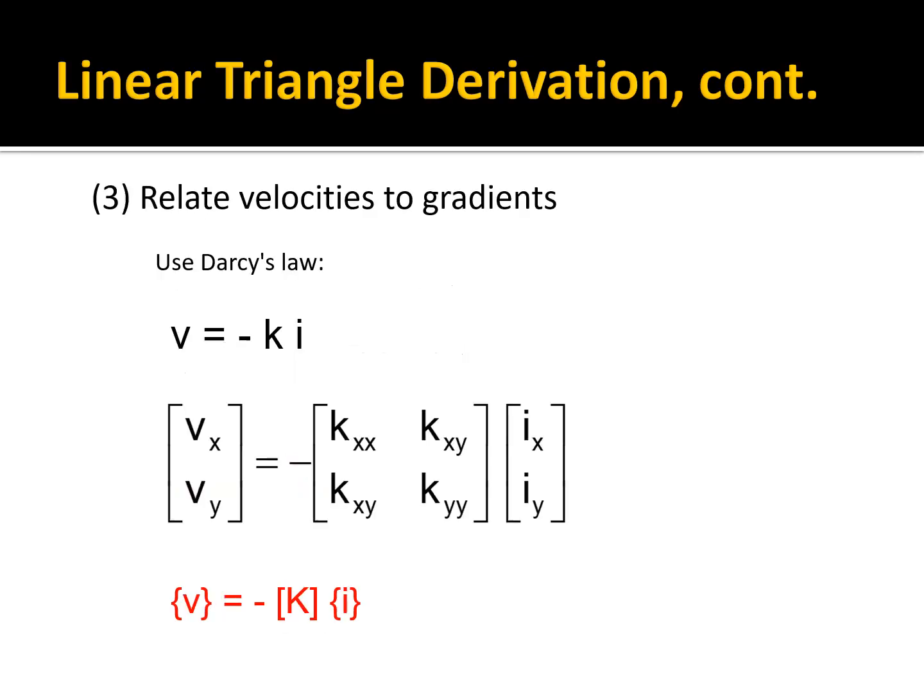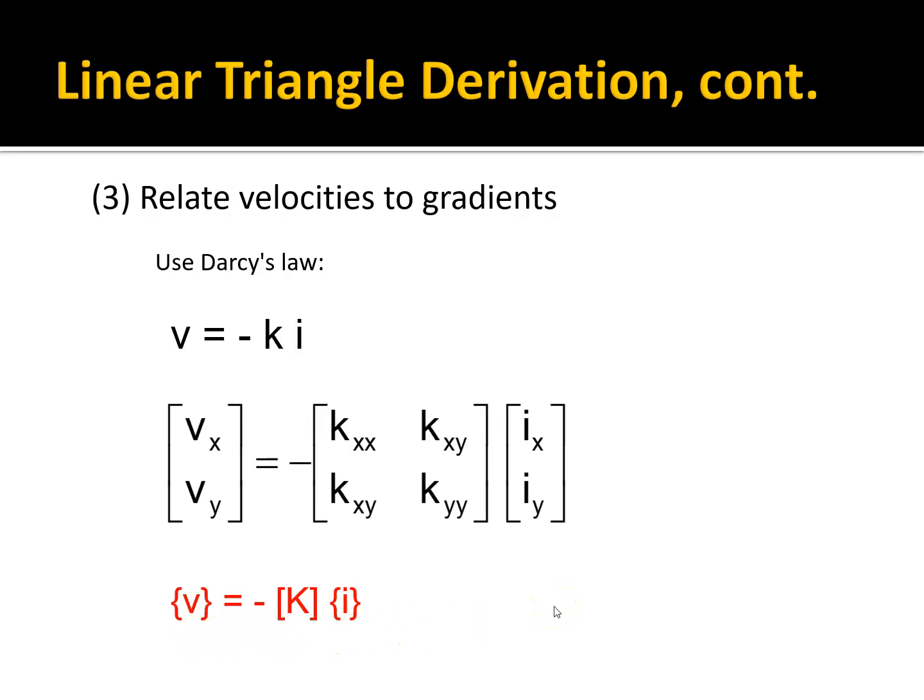And then finally, we are going to relate velocities to gradients, and we do that using Darcy's law. V is equal to Ki. So this is just our standard two-dimensional Darcy's law equation. Vx is equal to minus Kx times Ix minus Kxy times Iy. And that gives us V equals Ki.